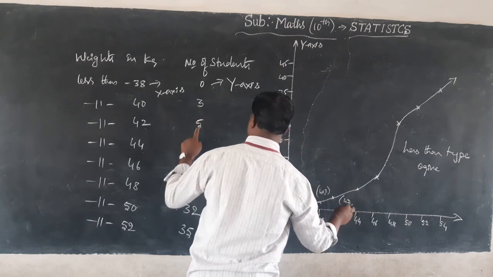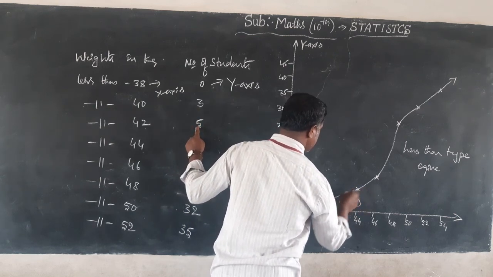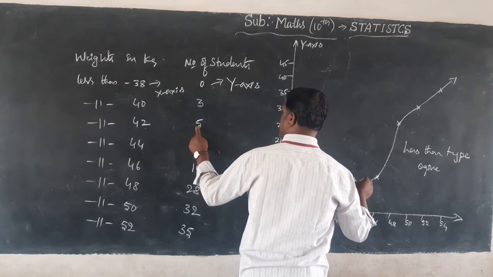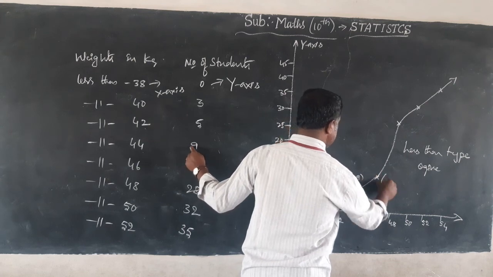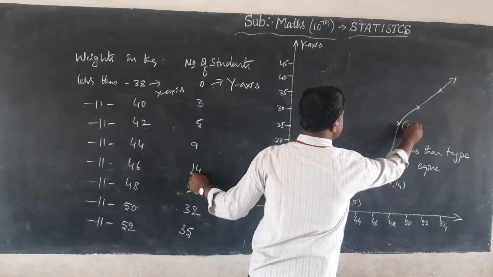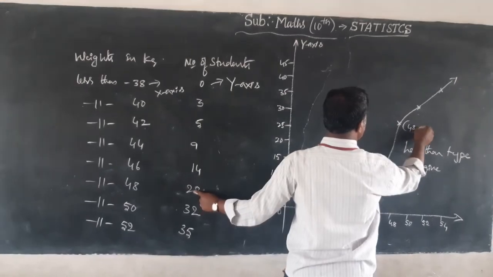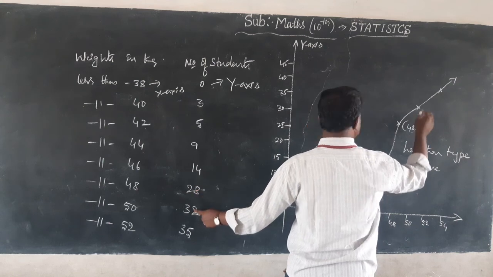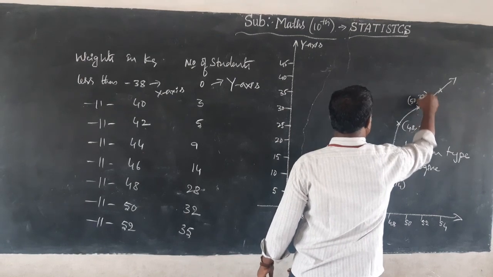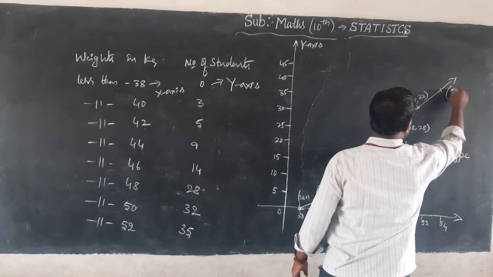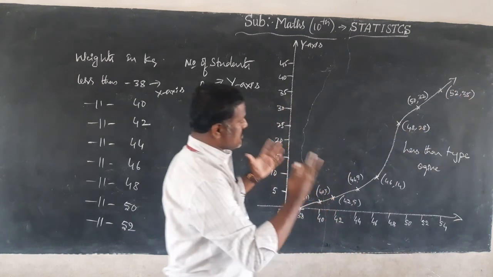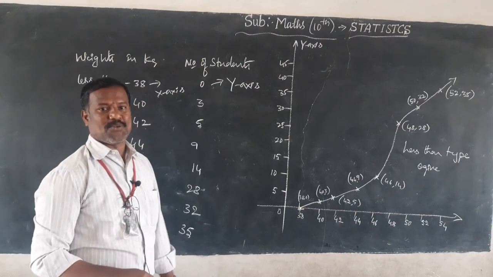42, 5, and this is called 44, 9, and this is 46, 14, and this is 48, 28, and this is 50, 32, and the last one 52, 35. Children, see, this is what we called as less than type Vaju.